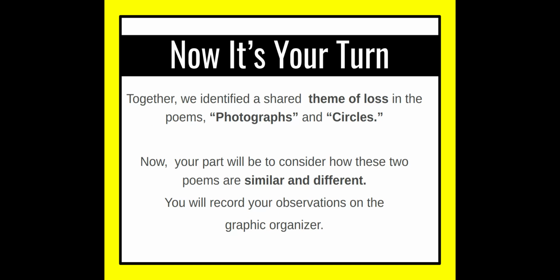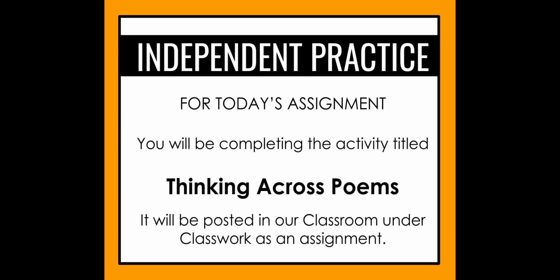Together, we identified a shared theme of loss in the poems Photographs and Circles. Now, your part will be to consider how these two poems are similar and different. You will record your observations on the graphic organizer. You will find your organizer in the Google Classroom. You will write on a shared document. When you're finished sharing your thoughts and ideas and reading other people's thoughts and ideas, and you've completed the task that you have assigned for the day, please turn in your assignment.